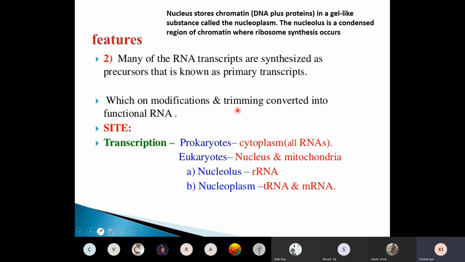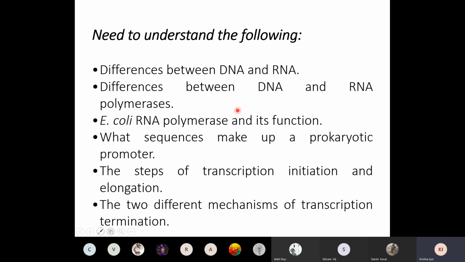Okay. So as you go further, before you even delve deeply into transcription, here are some things which we had to be clear about. What is the difference between DNA and RNA? We have looked at a lot about DNA, maybe a little bit of RNA also needs to be looked at now. What is the difference between DNA polymerases and RNA polymerases? One does replication and one does what is called transcription.